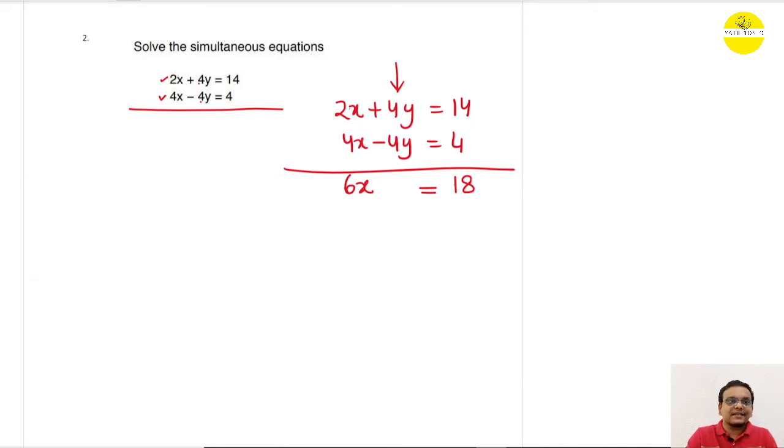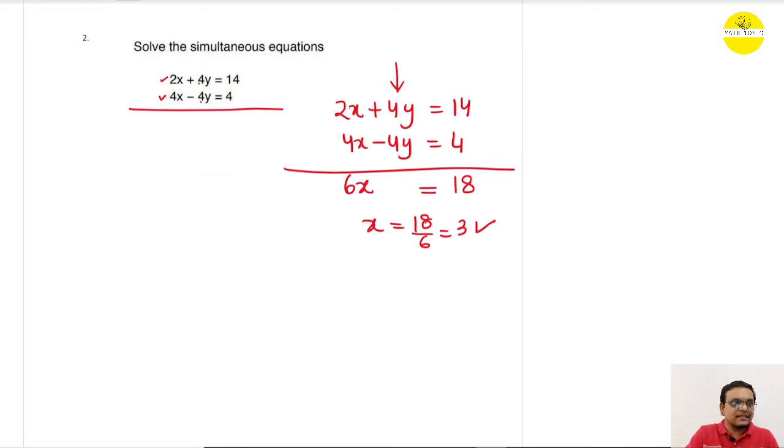Now if 6 times x is equal to 18, then x is equal to 18 over 6, and what I'm getting is 3. Done. The value of x, easily I got it, that is 3. Now how to find the value of y? Already I told you in the previous example, we have two equations. Take any one equation of your wish, and substitute the value of x in that so that we can get the value of y.